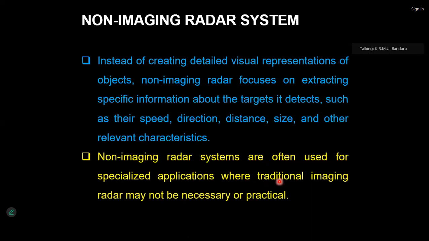Instead of creating detailed visual representation of objects, non-imaging radar focuses on extracting specific information about the targets. It detects. A radar antenna is directed into the space and sent into the radar beam with one wavelength, then touch with any object, then detect it. If there is no touching, no object is detected.